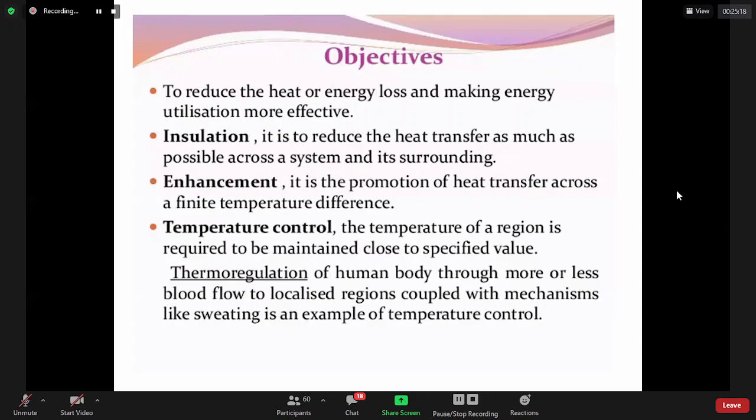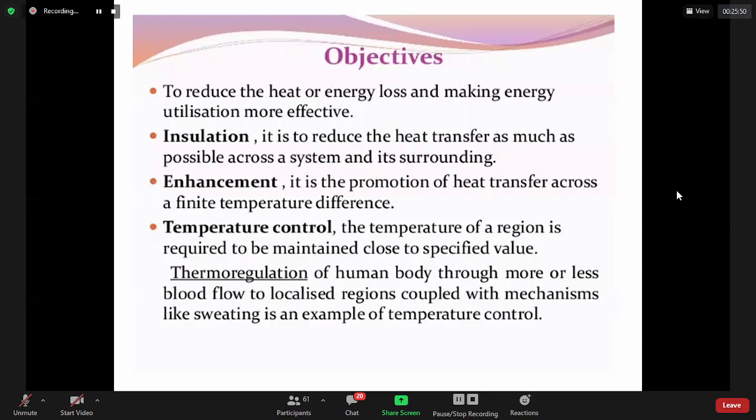You can also enhance, which is the promotion of heat transfer across a finite temperature difference. Because of the different surroundings, heat can be lost within these surroundings, but you can always create a system where you enhance transfer into the system because of the finite temperature difference. And we shall be looking at how we can do this.